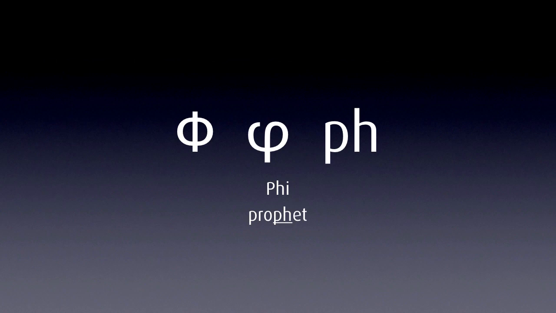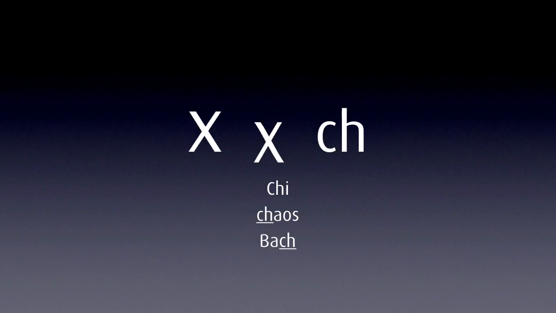Next we have phi. Both forms of this letter are different from anything we have in English. It makes a F sound, as in the word prophet. This is the Greek letter chi. Both forms of this Greek letter look like our English letter X, but this Greek letter is transliterated by two English letters, C and H. Chi makes a sound like the CH in chaos or the CH in Bach.